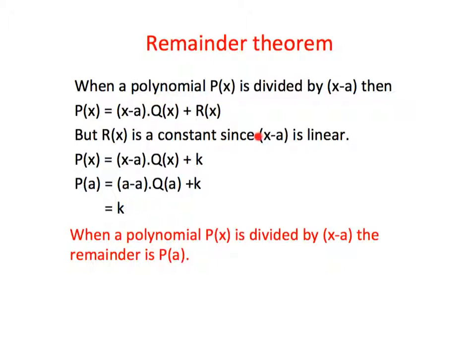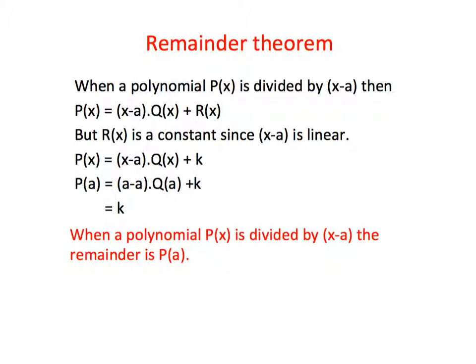But because x minus a is linear, the degree is 1, that means the remainder is going to be a constant, because remember, the degree of the remainder is always less than the degree of the divisor. So we could call that constant k, and we can say p of x equals x minus a times the quotient of x plus k.